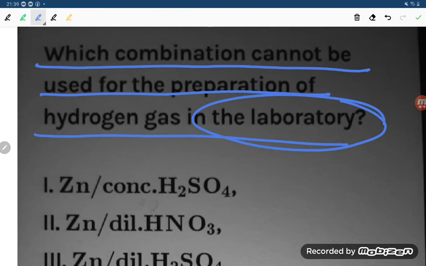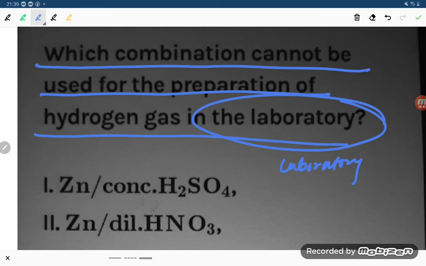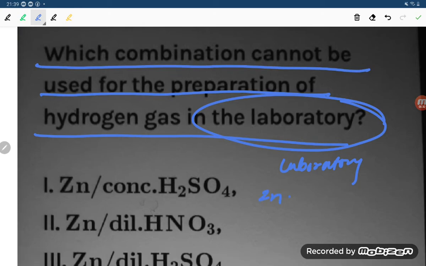First of all, we should know the laboratory method of preparation, only then will we be able to answer. What is the laboratory method? In the laboratory, we prepare it by the reaction of zinc with H2SO4. If it is dilute H2SO4, what will it give? It will give ZnSO4 plus H2. This is the laboratory method.